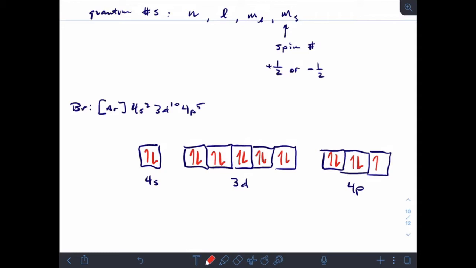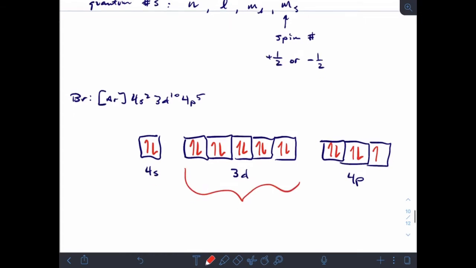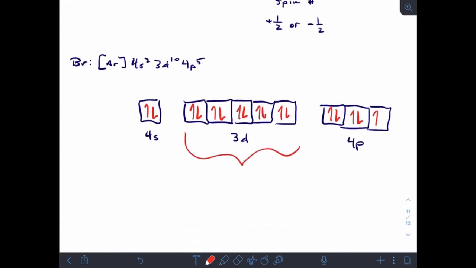All right, now my d's have 2 sets of electrons that are all parallel spin. I've got 5 that are spin up and 5 that are spin down. So 2 times the parallel spins. Very stable.